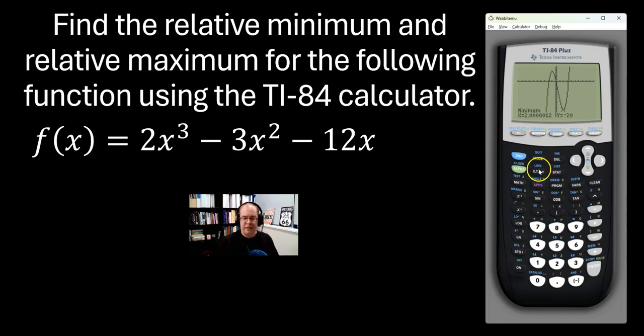Okay, and that's about it. Okay, so you can get out of this by selecting second quit. Okay. All right, and so that is how you find the relative minimum and relative maximum using a TI-84 calculator.